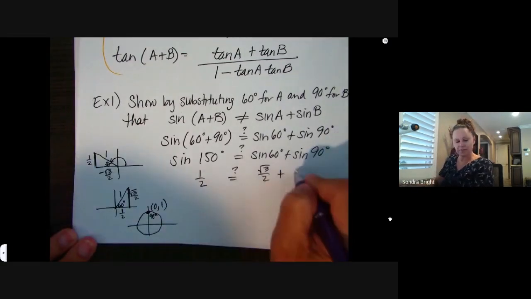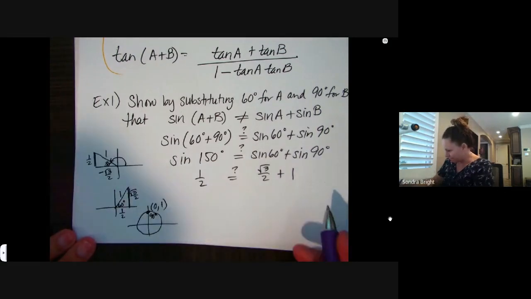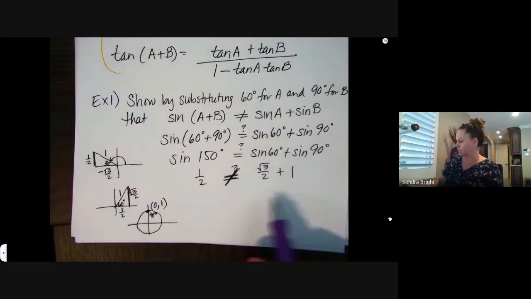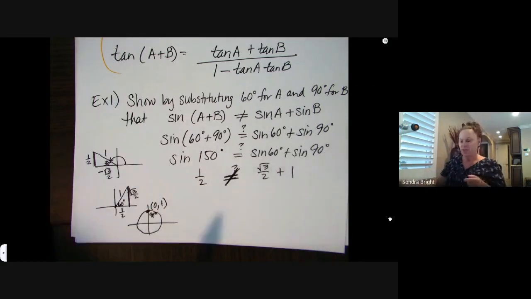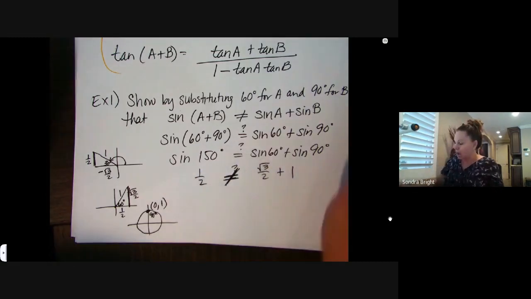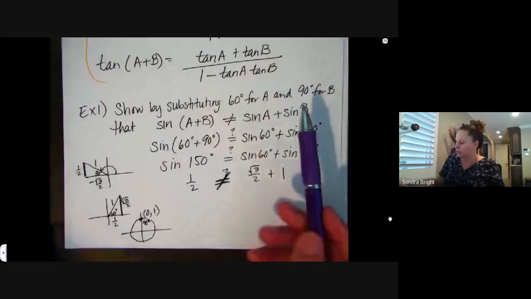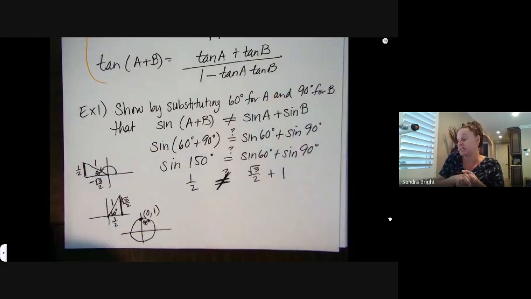Are those two equivalent? Definitely not. No question. 1/2 is not equal to rad 3 over 2 plus 1. Not going to happen. And so I've shown you just by plugging in specific values, which is not a proof to show something is true, but you can always use what's called a counterexample. If you're proving that something is not true, all you have to do is find some specific values to plug in and show that it does not work.